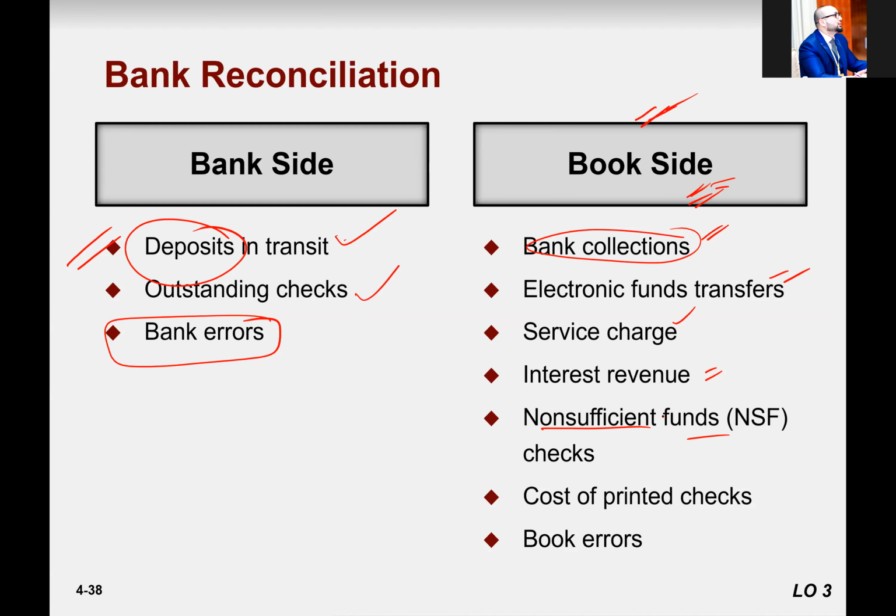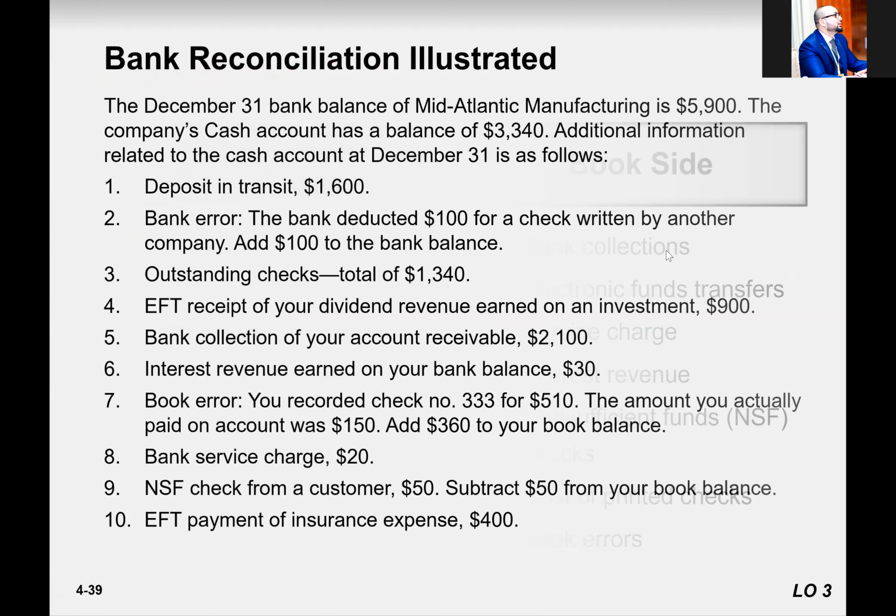Non-sufficient funds checks, NSF checks or bounced checks, right? You paid the customers, but those are bounced. It means you need to take them back, cancel those payments, and then reissue that check. You will also account for it on the book side. Plus the cost of printing checks or the bank charges, similar to bank charges, are also going to be recorded here. Plus you can also make errors, right? Let's talk about this.